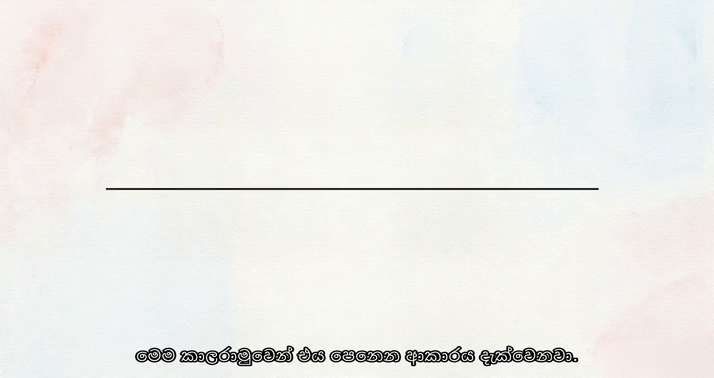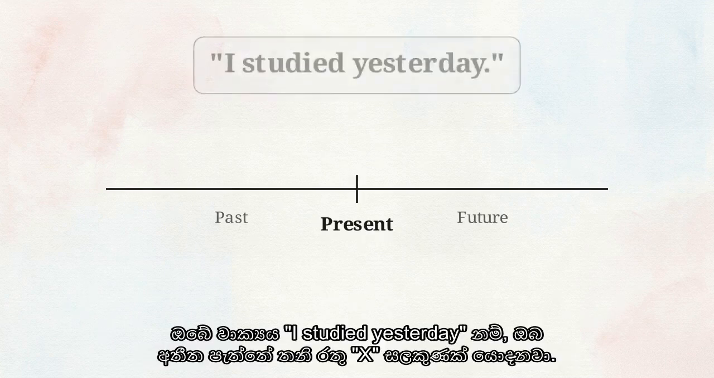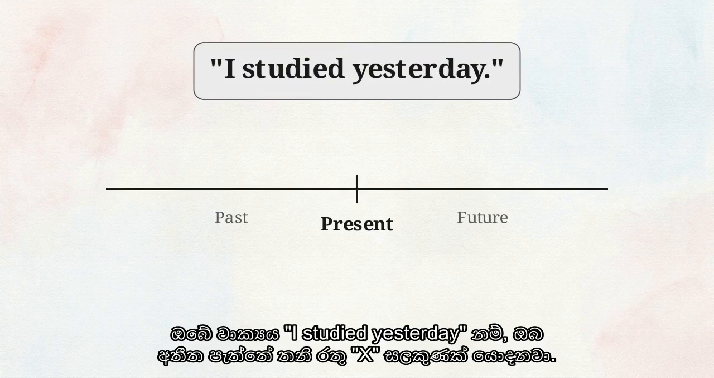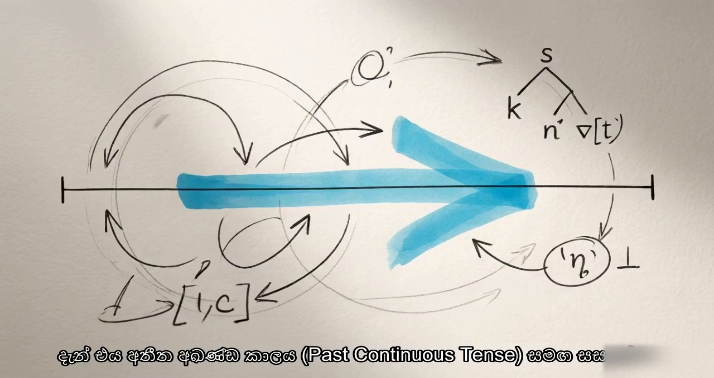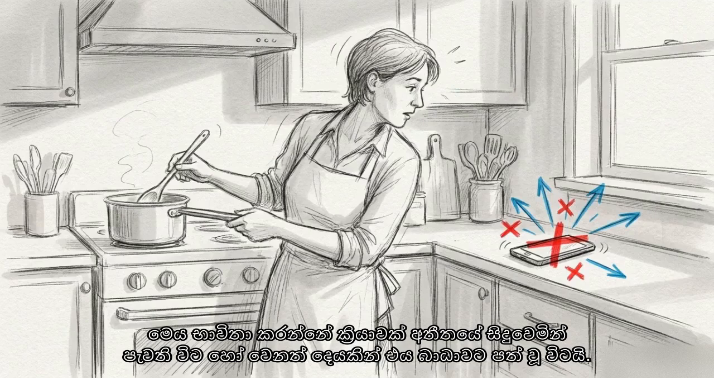This timeline shows exactly how that looks. If your sentence is, I studied yesterday, you place a single red X on the past side. The studying started and ended right there. Now compare that to the past continuous tense. You use this when an action was actively ongoing or when interrupted by something else.